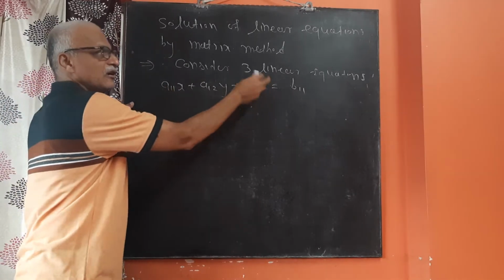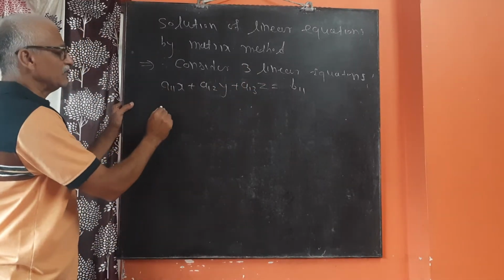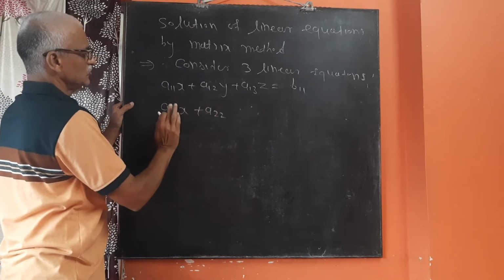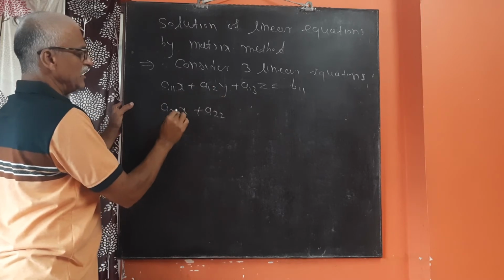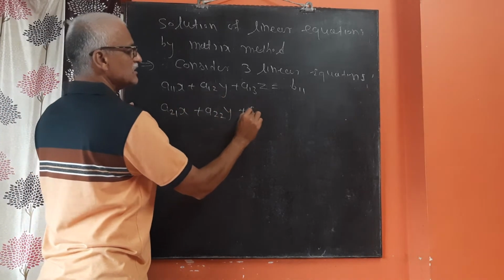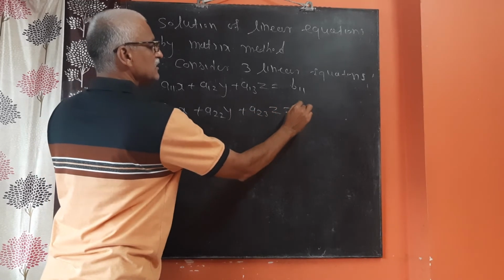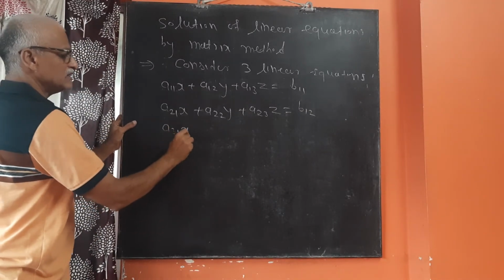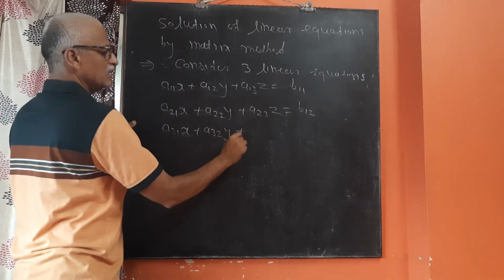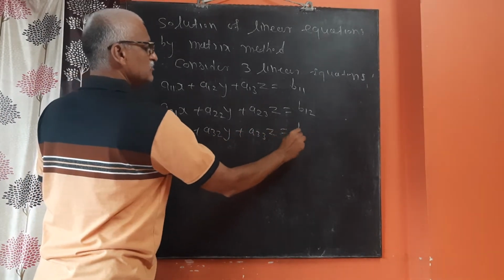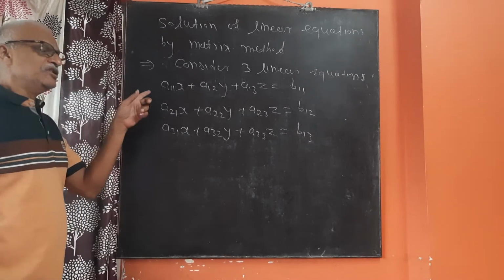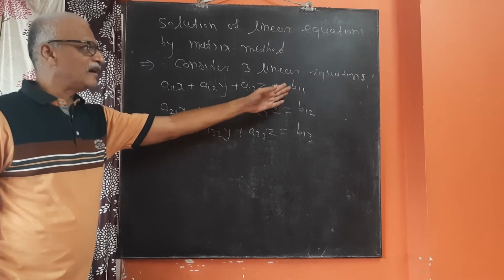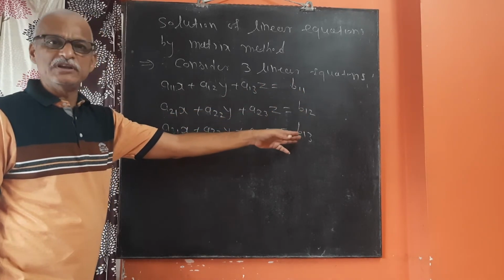Now this is the first equation out of the three equations. Then the second one is a21x plus a22y plus a23z is equal to b12. a31x plus a32y plus a33z is equal to b13. So these are the three linear equations in three variables x, y and z, and on the right hand side there are constants b11, b12 and b13.